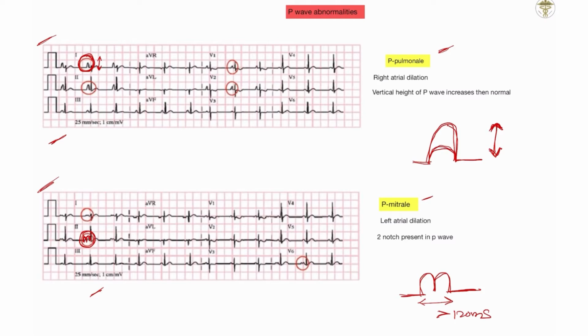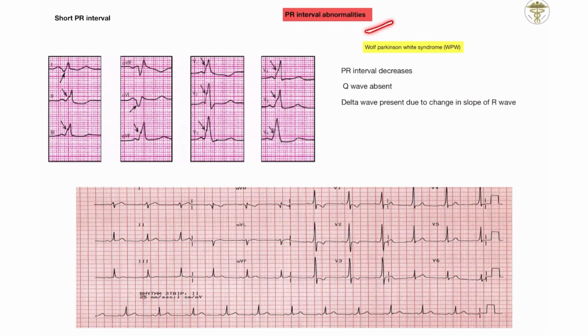This is the P wave abnormalities. PR interval abnormalities. There are two types of abnormalities that occur in the PR interval. First I will explain the shortness of PR interval and then the prolongation of PR interval. Shortness of PR interval occurs mostly in case of the WPW syndrome. What is WPW syndrome? Also called Wolff-Parkinson-White syndrome. In these cases, you will see the PR interval decreases.